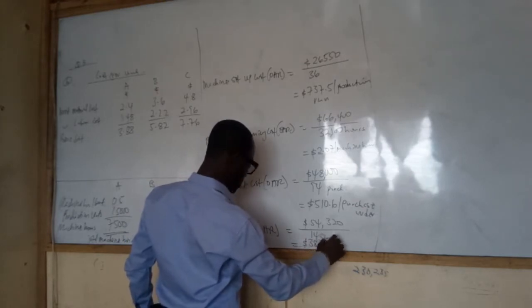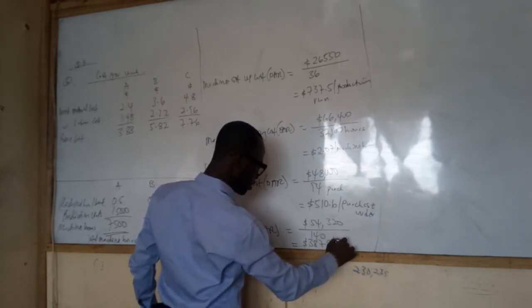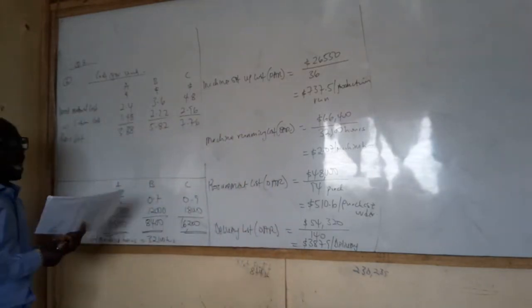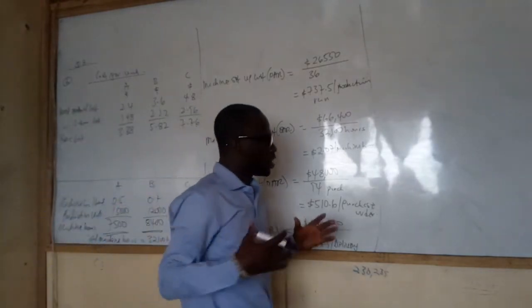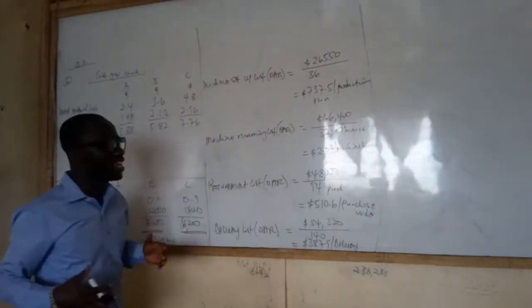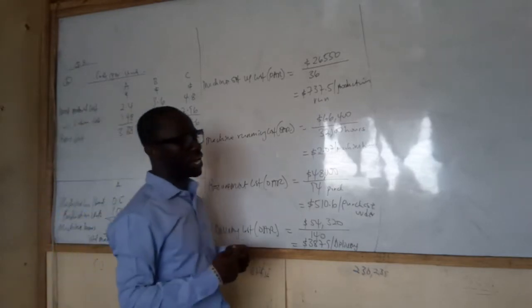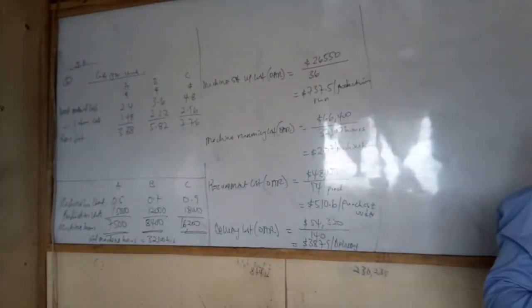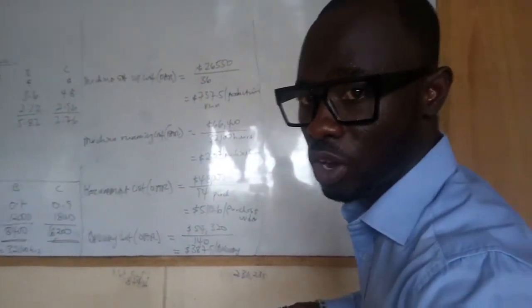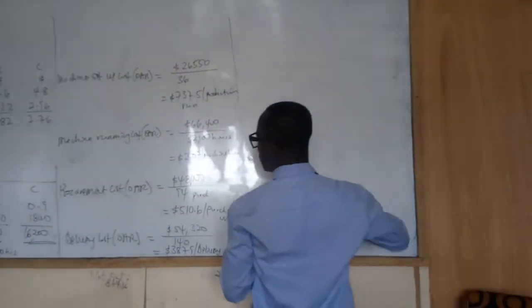387.9 per delivery. Are we done? No. Because if you check carefully, we've not actually done anything yet. All we've done is to calculate the overhead absorption rate. So now we're going to allocate that. So we're going to allocate the overhead absorption rate.